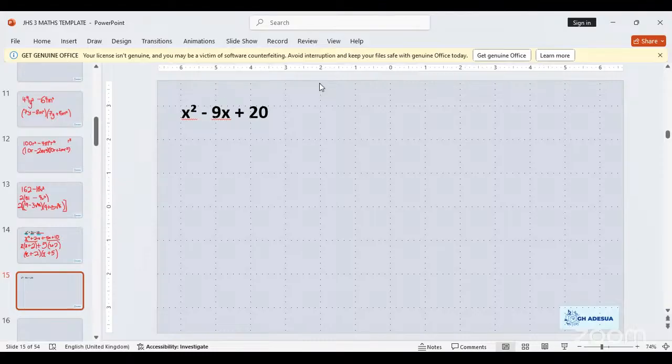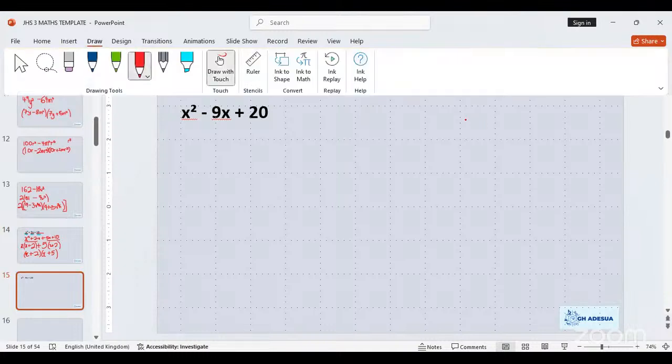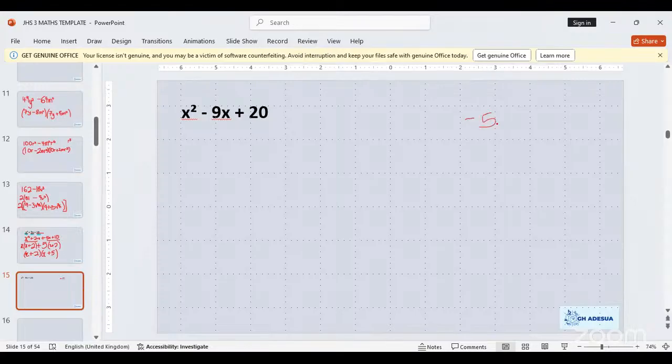Okay, so I'm waiting for someone to tell me two numbers which, when added, give negative 9, and when multiplied, give 20. Yes, Vanessa? 5 and 4. Positive or negative 5 and 4? Negative 5, positive 4. Let me write this down. Negative 5, positive 4. Yes, any others? Negative 5, negative 4.